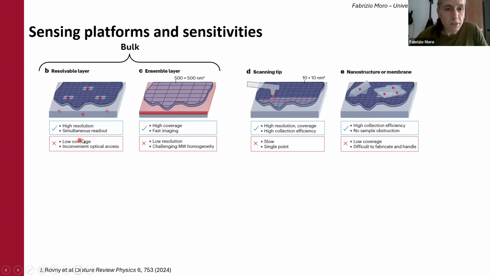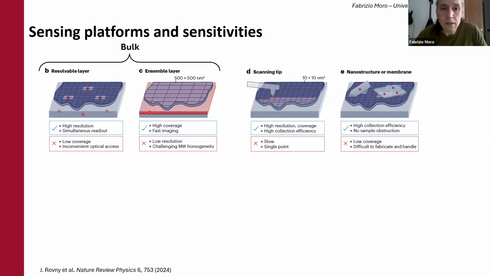The low concentration of NV centers provides high resolution, but however provides low coverage of the sample under investigation. And in addition, it also provides inconvenient optical access, because the sample is placed on top of the diamond, from the side where the optical access for excitation and detection of the fluorescence from the NV centers takes place.